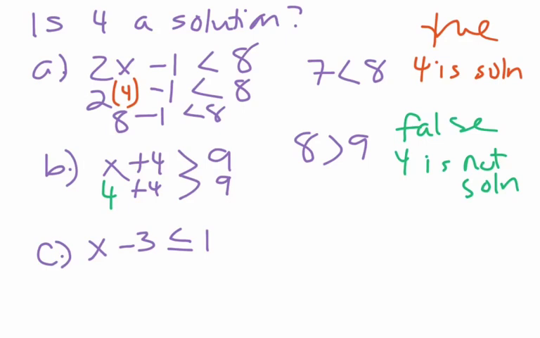And then the last one, we have 4 minus 3 is less than or equal to 1. So 1 is less than or equal to 1. Now, 1 is not less than itself. I just want to be really clear about that. But it is equal to itself. So 1 is equal to 1, which in this case is true.